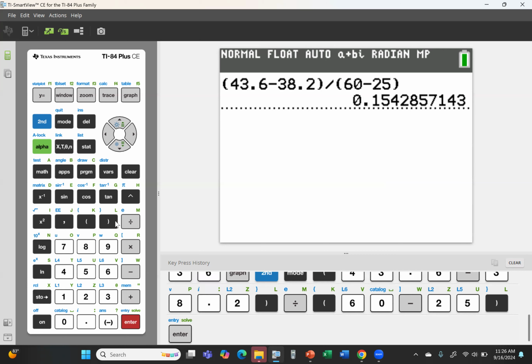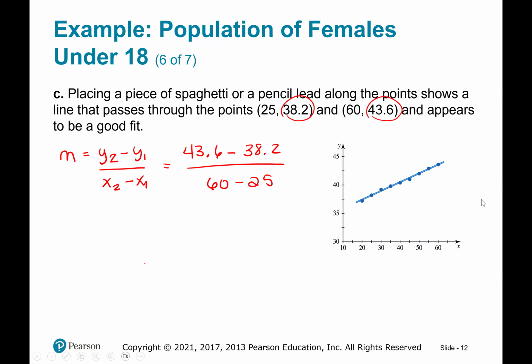0.154. So if I'm rounding this to 3 decimal places, the 4 is in the 3rd decimal place. I go 1 decimal place to the right, correct? It's a 2. If that number to the right of where I'm rounding off to is 4 or less, I just truncate. I just drop all the numbers and round off to 0.154. Okay, so the slope is approximately 0.154. And I use a squiggly equal just to say that is an approximation.